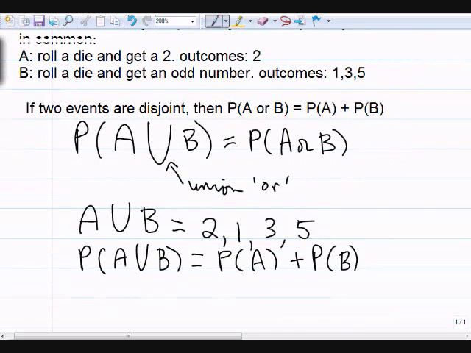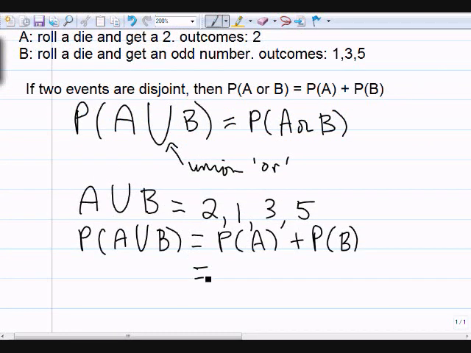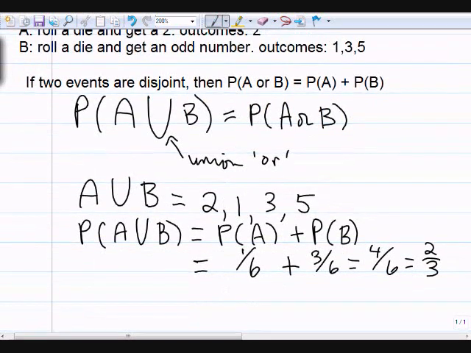is the probability that event A happens plus the probability that event B happens. So what is the probability of event A? And B? That's 4/6 or 2/3. This rule only works for disjoint events. Okay. Let's move on to another rule.